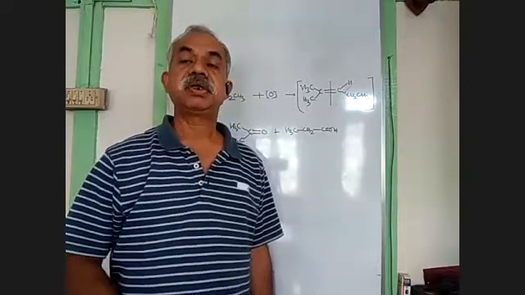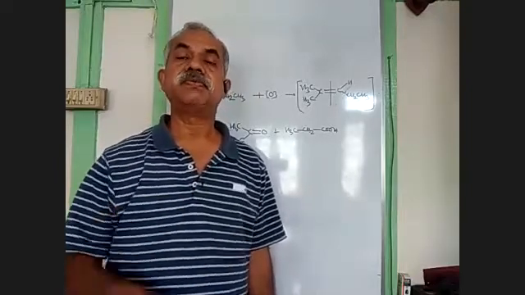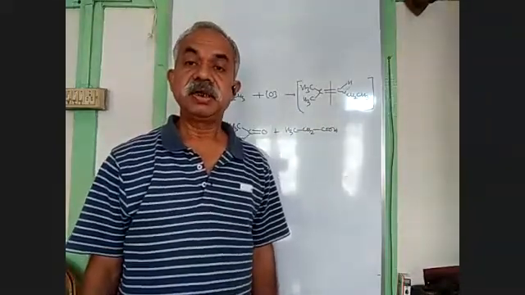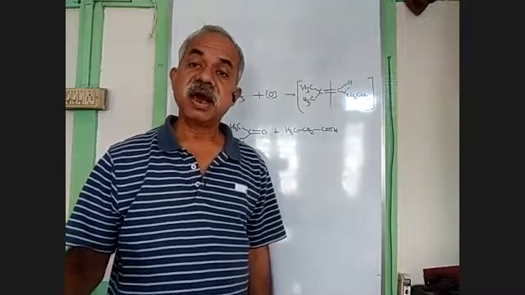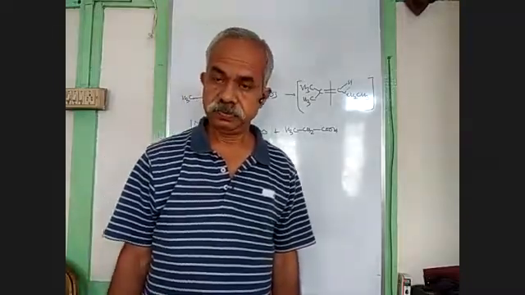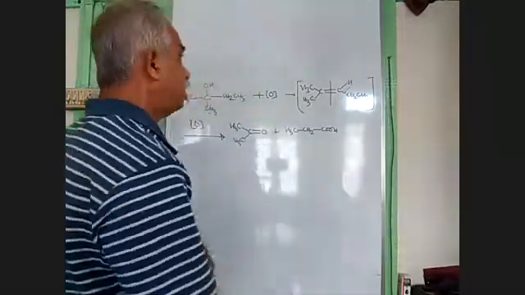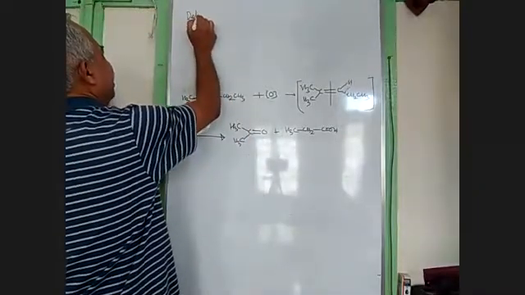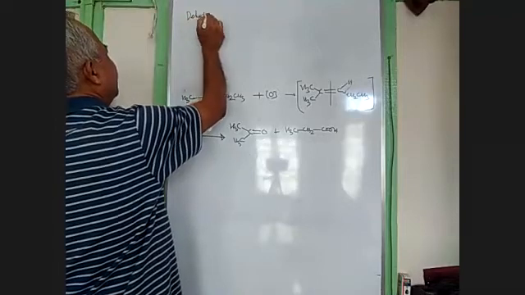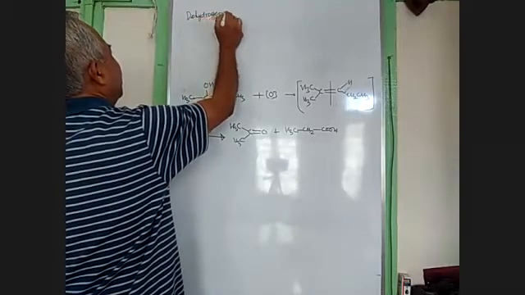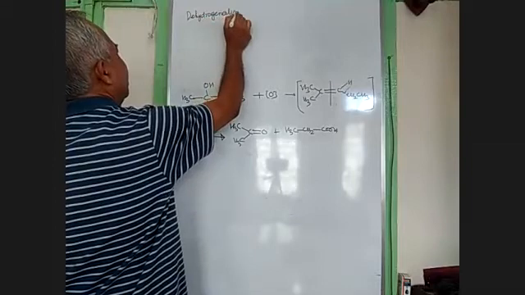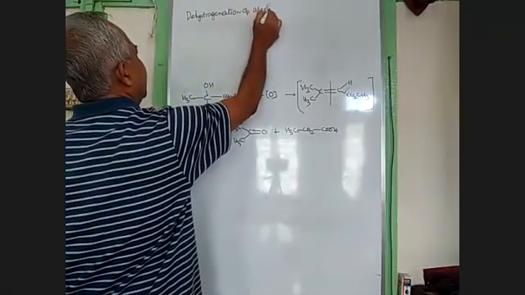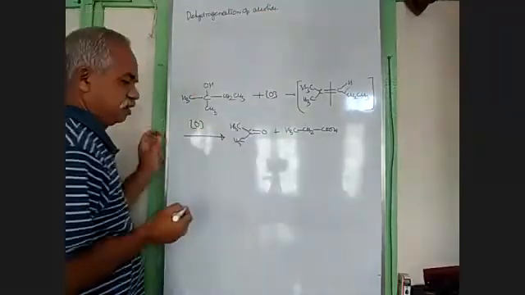In oxidation reaction, hydrogen goes out in the form of water. See, in all the cases I have written water. And dehydrogenation means hydrogen will go as hydrogen molecule. So now we'll go for dehydrogenation of alcohols.